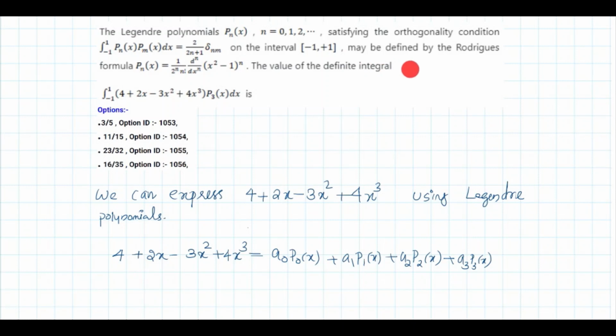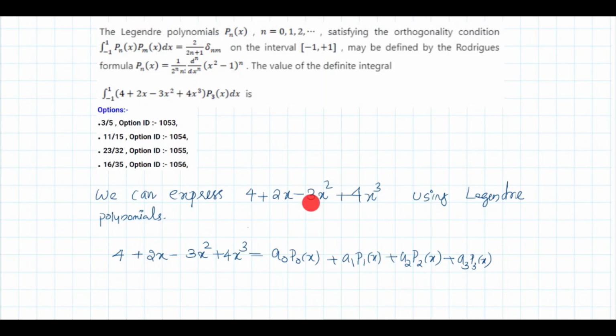The value of the definite integral from -1 to 1 of (4 plus 2x minus 3x square plus 4x cube) P3(x) dx is... This is the question. Given the orthogonality relation, our aim should be to convert the polynomial in the bracket in terms of Legendre polynomials, then you can apply this orthogonality relation, because this integral is from -1 to 1. If you can convert the entire thing in the open bracket in terms of Legendre polynomials, you can definitely apply this orthogonality relation. So that is the aim.